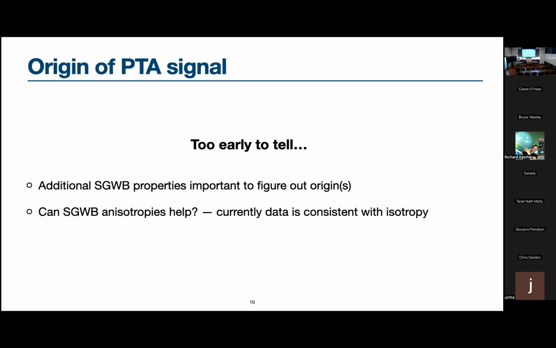So how do we plan to do that? The idea is that we want to look at additional gravitational wave background properties, beyond just the amplitude and spectral shape, to try to figure out the origin. And what we want to specifically look at are gravitational wave anisotropies and see what the two different scenarios predict. If the predictions are sufficiently different, we can then try to, given a future detection of anisotropies or non-detection, figure out the origin. At the moment, the data is completely consistent with an isotropic background, but this might change in the future.